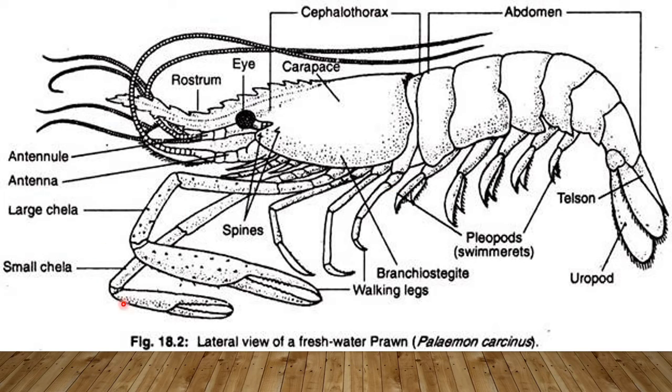Then they have a number of appendages. To start with, it has antennule, antenna, large chelate leg, small chelate leg, then a number of walking legs. Then these are abdominal appendages, that is pleopods and uropods. We will see about the appendages in detail later on.